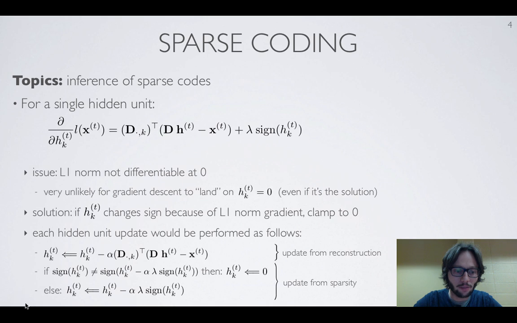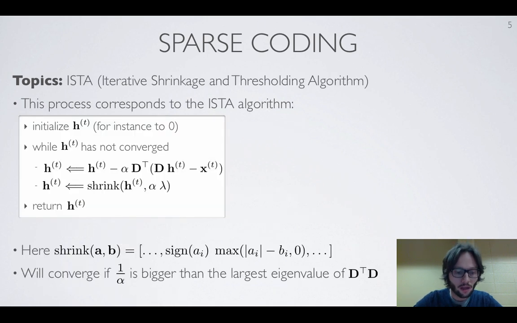And so we apply these updates for all hidden units, and then we repeat the procedure until the values of the hidden units don't change too much, by defining some sort of convergence criteria. So this algorithm is known as ISTA, the iterative shrinkage and thresholding algorithm. So we have its version in the vector form.